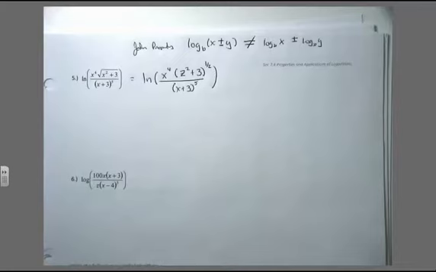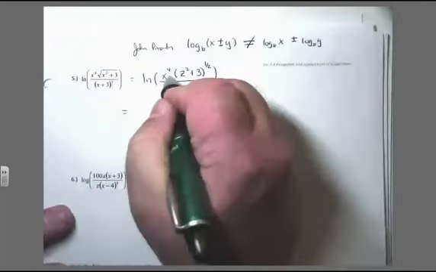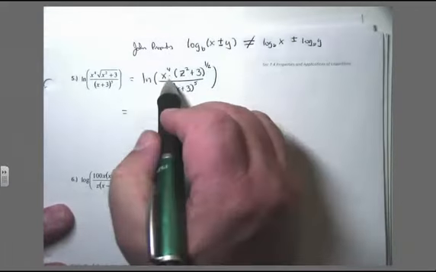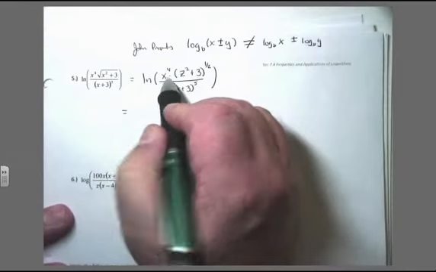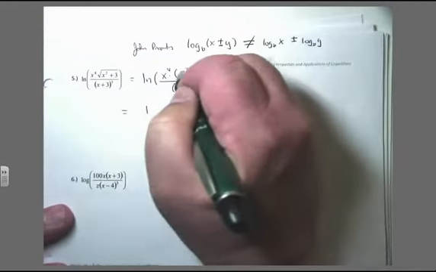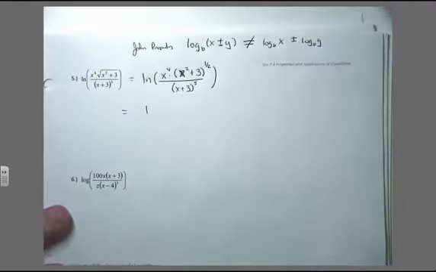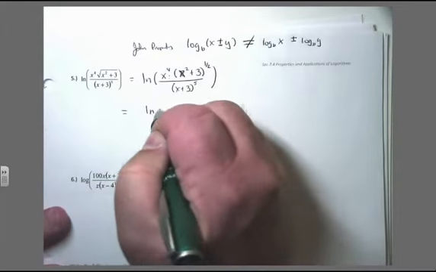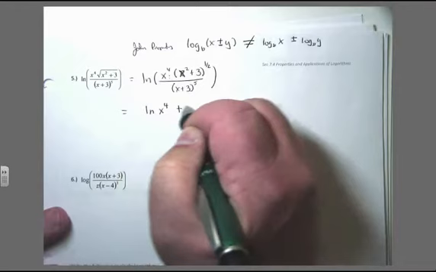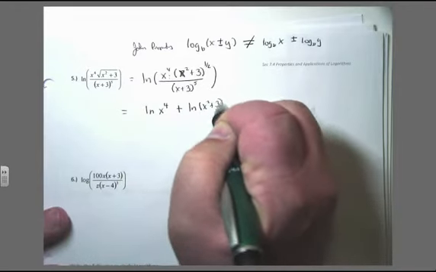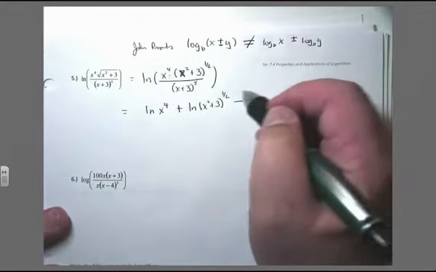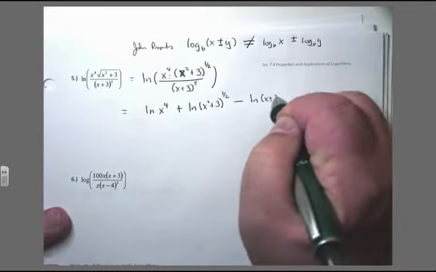Now, multiplication turns into addition, division turns into subtraction. In the numerator, we're multiplying: x to the 4th times x squared plus 3 to the 1/2 power. That multiplication turns into addition. That's an x there, I don't know why I put a z there, sorry about that. This will be the natural log of x to the 4th plus the natural log of x squared plus 3 to the 1/2 power. But this is division. Division turns into subtraction. Minus the natural log of x plus 3 to the 5th.